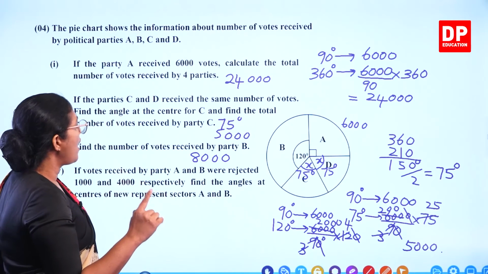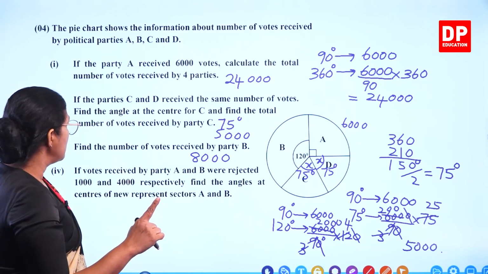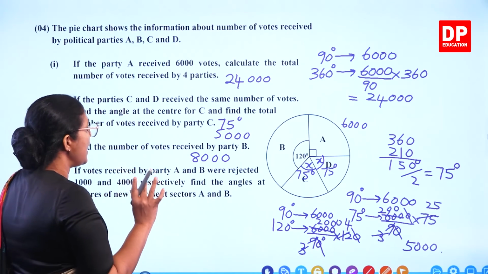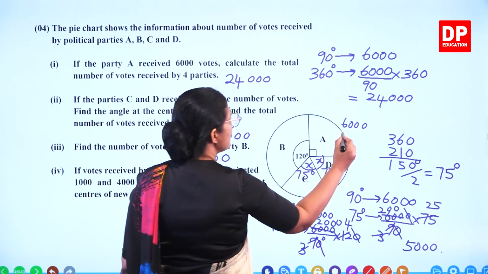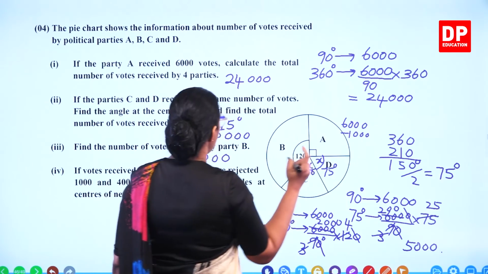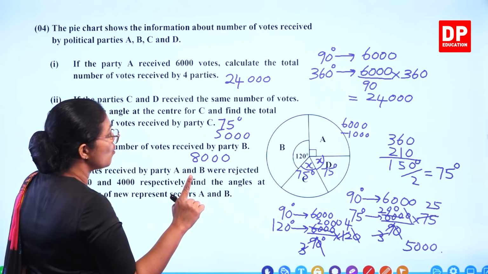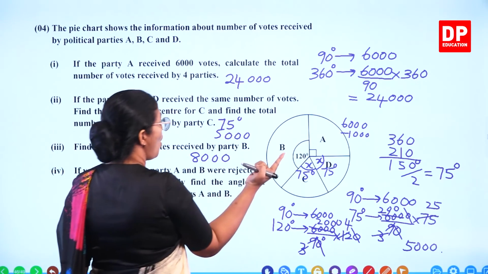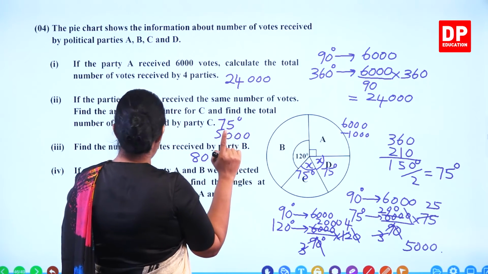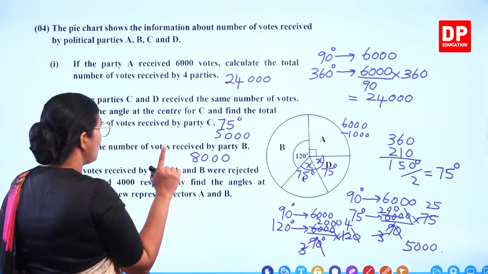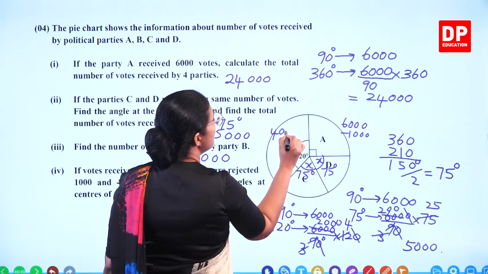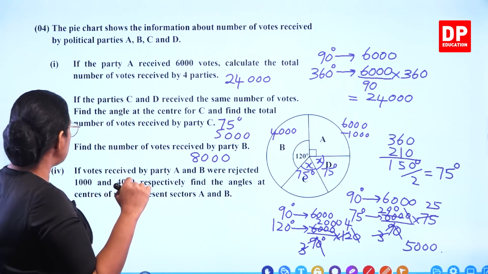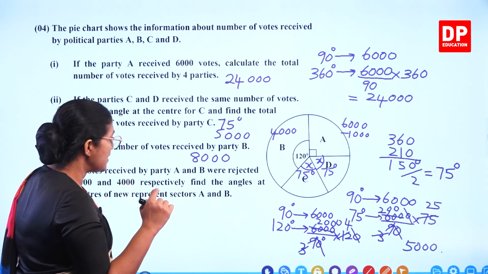If votes received by party A and B were rejected, 1,000 and 4,000 respectively. So from A, 1,000 rejected. From B, 4,000 rejected. Now earlier we found 8,000 for party B. So 8,000 minus 4,000, now the number is 4,000. Find the angles at the center which represent sectors A and B.